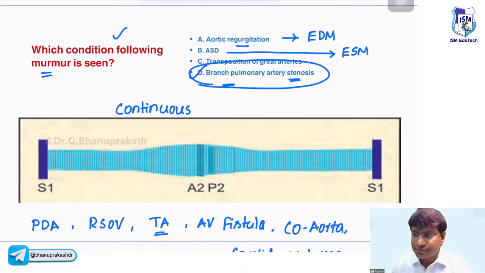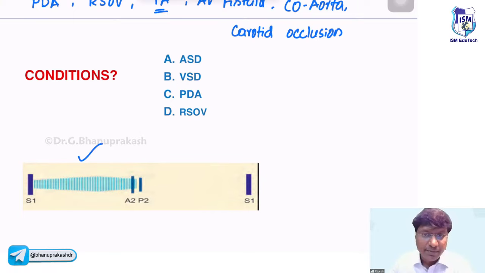Now, just see the next image and please tell me where you come across this murmur. First of all, please identify this murmur. Is it systolic or diastolic? If it is systolic, is it early systolic, mid systolic, pan-systolic, or late systolic murmur? What type of murmur is this in the image which has been given to you?